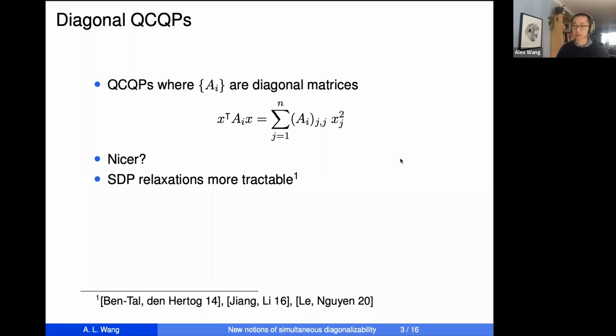So in what ways are they nicer then? First, when you have a QCQP in hand, because the QCQP in general is non-convex, one thing that you might want to do is look at one of its convex relaxations and try to solve that instead. In this direction, one of the more powerful relaxations we have is the semi-definite program relaxation, or the SDP relaxation for short. In particular, in the setting where your QCQP is diagonal, it has been observed that the SDP relaxation actually corresponds to a second-order cone program.